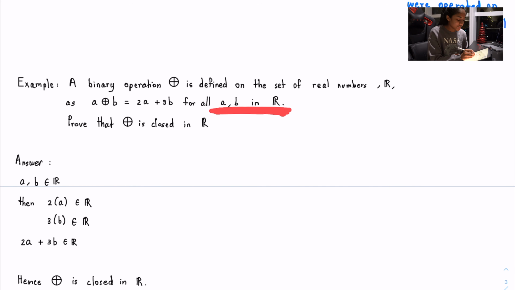Okay, so we know that these are real numbers. And then we have to say that by stating this, right? So A, B are elements of real numbers. So this is the set here, right? So we know that if you multiply 2 by A, it will still be a real number. And if you multiply 3 by B, remember this is the operation going on here, right? So it's 2A plus 3B. So 2 by A would still be a real number.